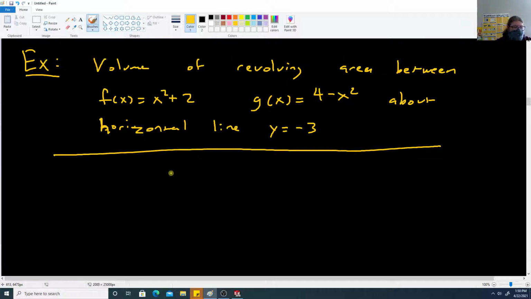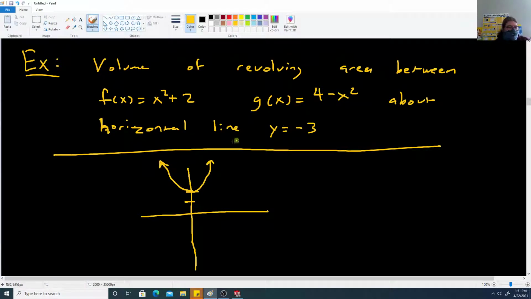Okay, so first let's get an idea of what we're doing here. Here's our x-axis. Here's our y-axis. We got x squared plus 2. I should center these better because we're dealing with both sides in this case. x squared plus 2 is going to be the basic parabola shifted up 2 units. So that'll look like this sort of.